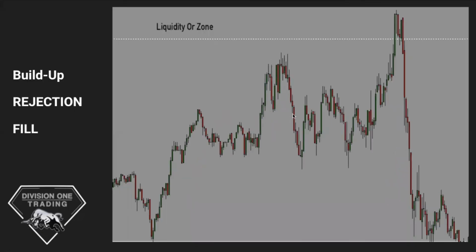In this one, we kind of have all three. We talked about the build up, and go ahead and pause the video and look for all three of these, see if you can find them. So just go ahead and pause it.